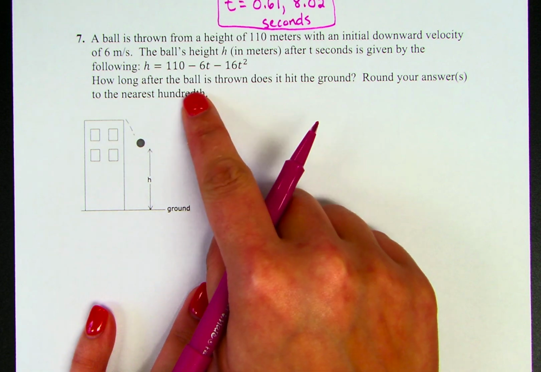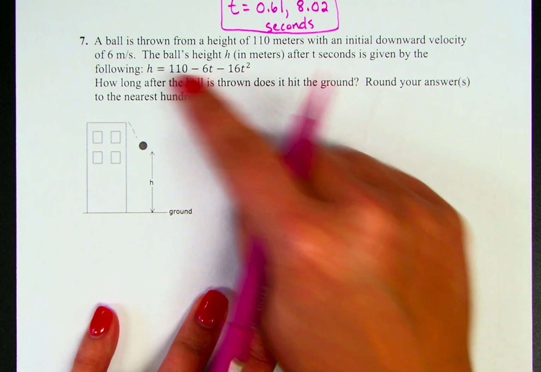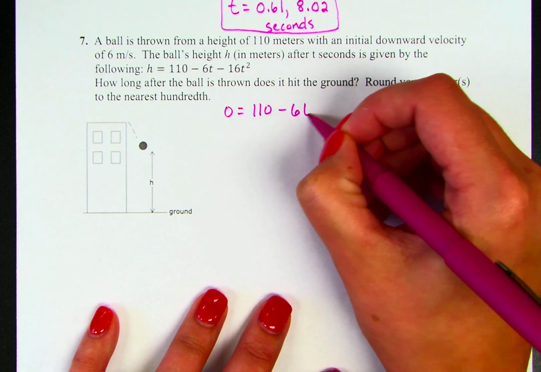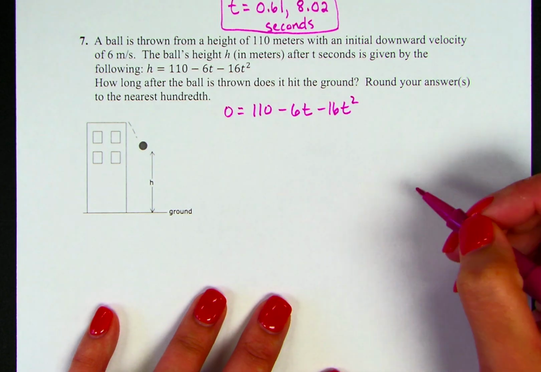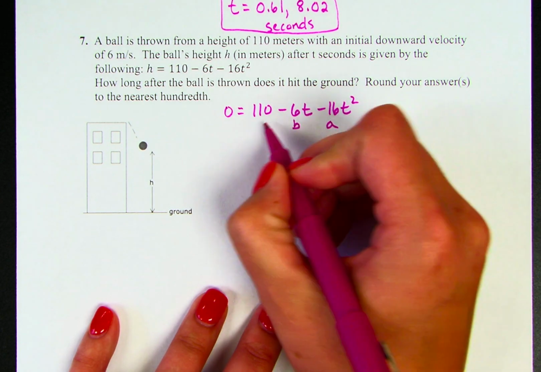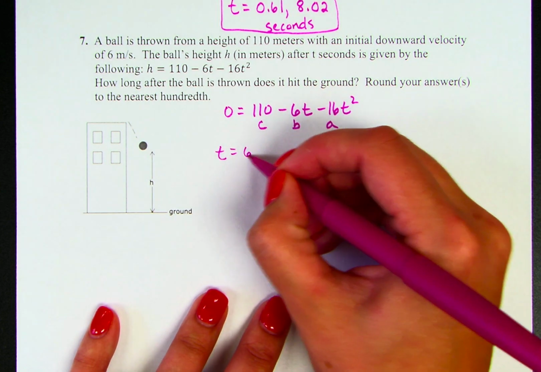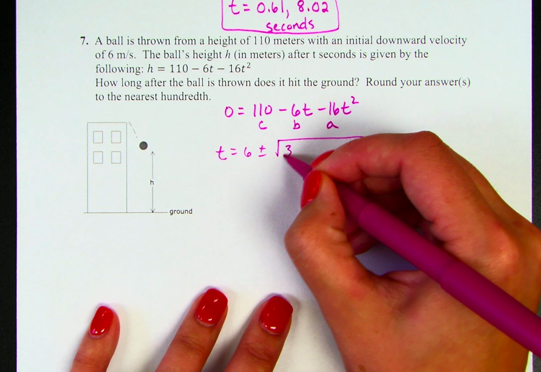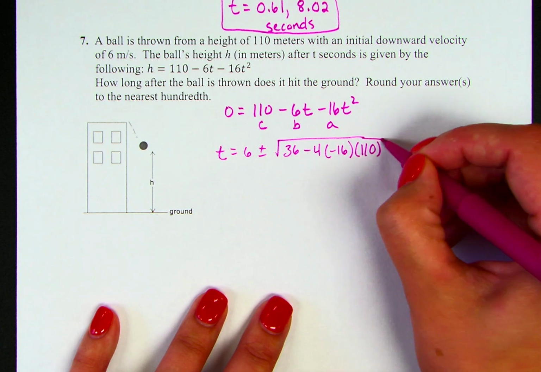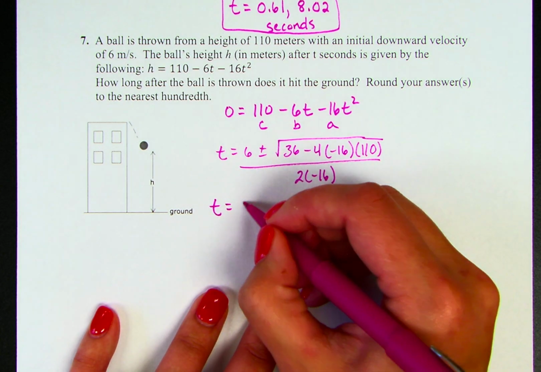So if we're trying to figure out after how long the ball is thrown that it hits the ground, that means at the ground our height is 0. So I'm just substituting 0 into the height. And then we're still going to use the quadratic formula to solve. So this is my A, B, and C. So T will equal 6 plus and minus the square root, 36 minus 4 times A times C, and that is all over 2 times A. So now we're just working through simplifying.